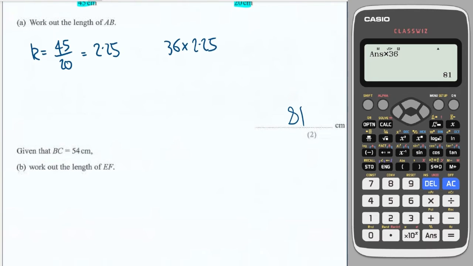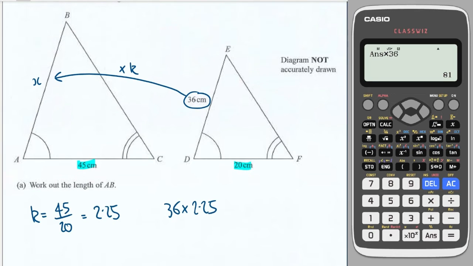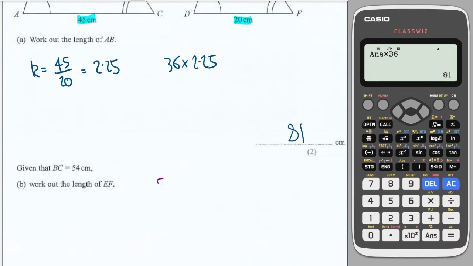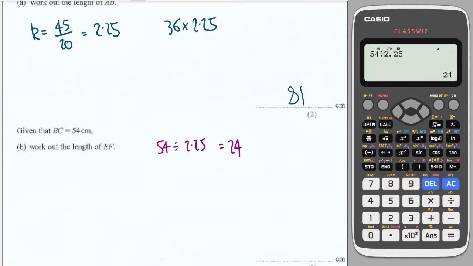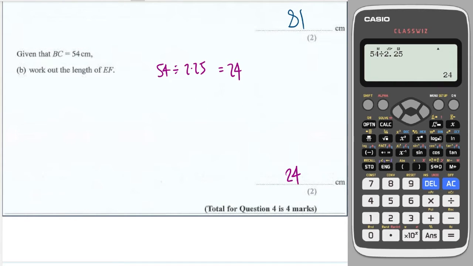Great. It says given that BC is 54, work out EF. So if this is 54, then I want to take that over this way, and because I'm going to the smaller one, I'll need to divide by k. So it's 54 divided by k. So I do 54 divided by 2.25. 54 divided by 2.25 is 24. Perfect.